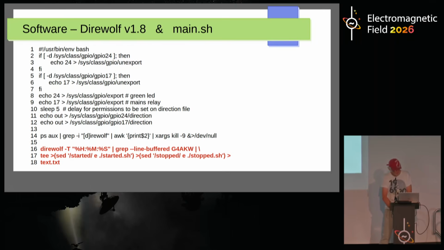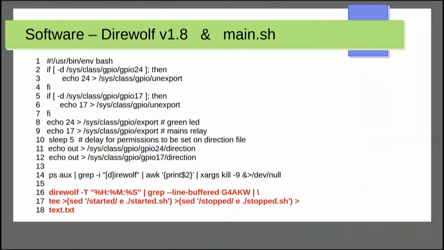And the first 12 lines of this are, as you can probably see, just the initialization of the Raspberry Pi to output on 2 ports, GPIO 24 and 17. Line 14 is just there to kill any currently running Direwolf programs, because we don't want more than one running.